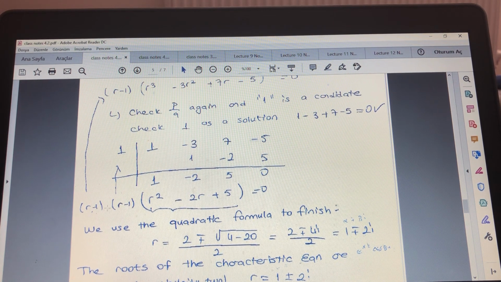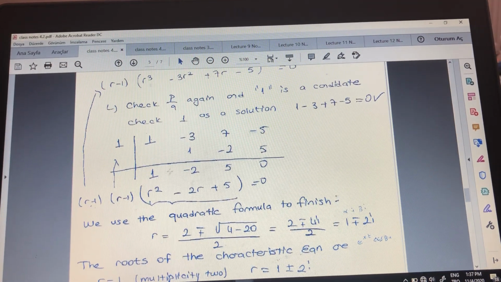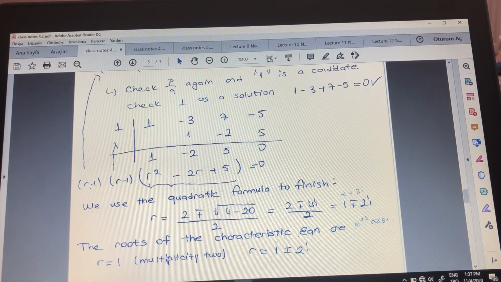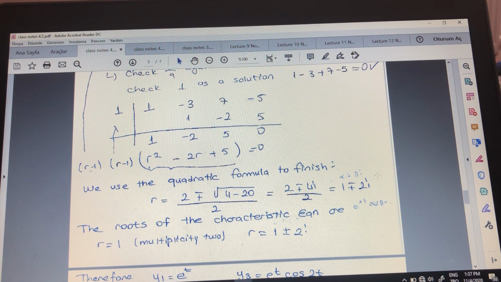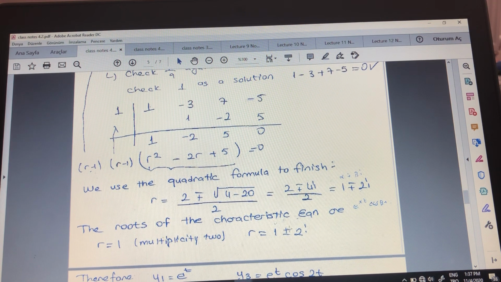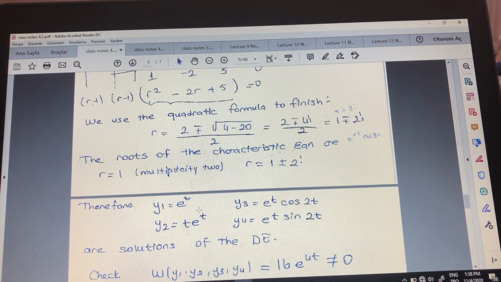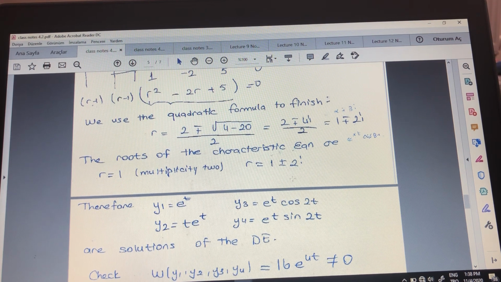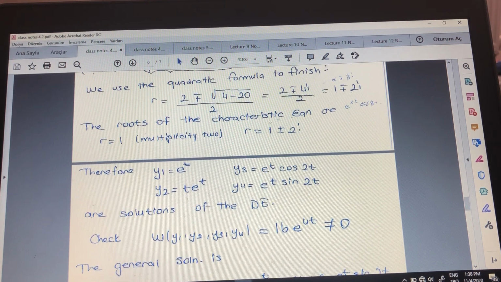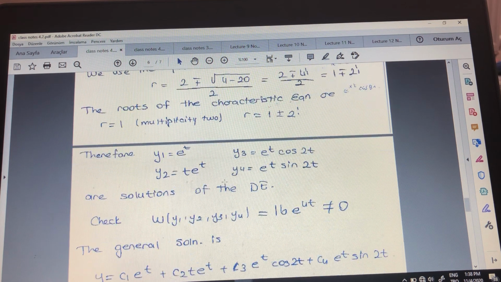So I have 1 twice as a root. And in that one, I can use the quadratic formula and find the complex conjugate roots. So what are the roots? 1 is coming twice, and 1 plus or minus 2i are the other 2 roots. So I can write the solutions. One solution is e to the t, another one is t times e to the t, and for the complex roots, e to the t cosine 2t, e to the t sine 2t. And here is the fundamental set of solutions.